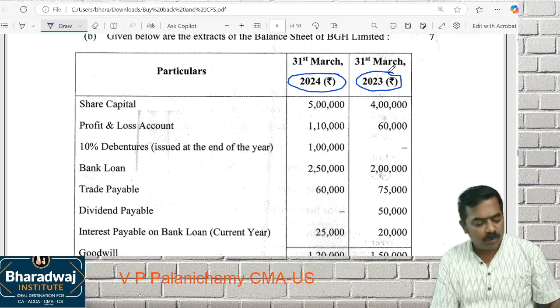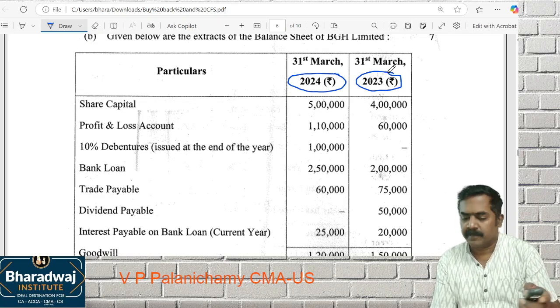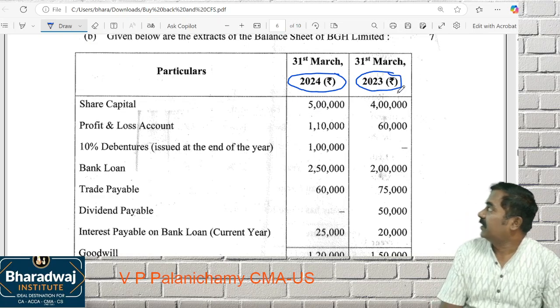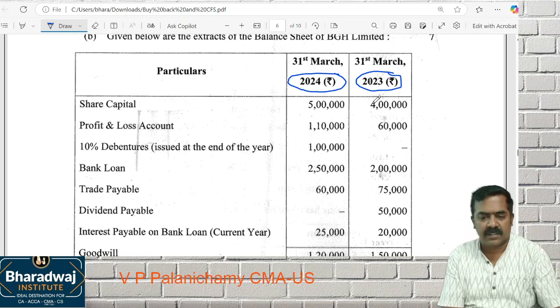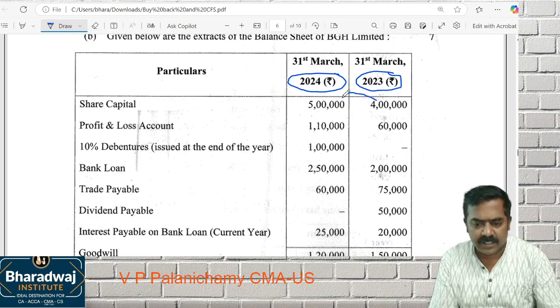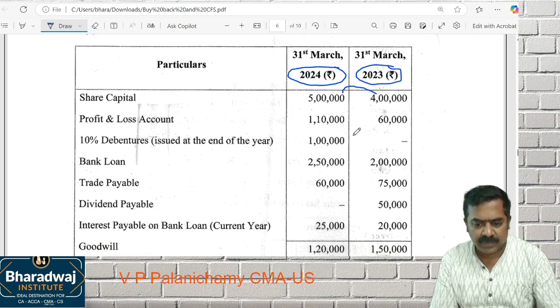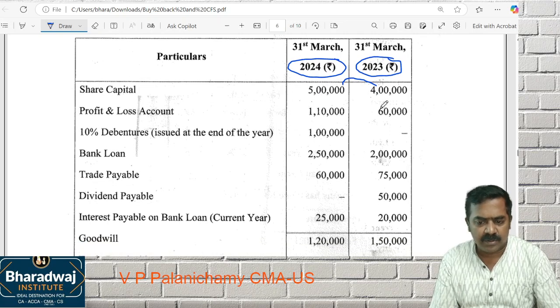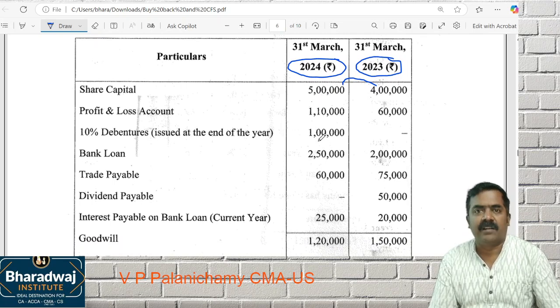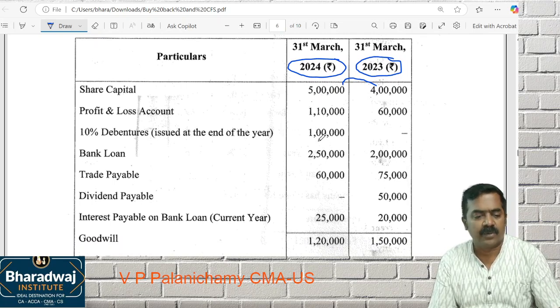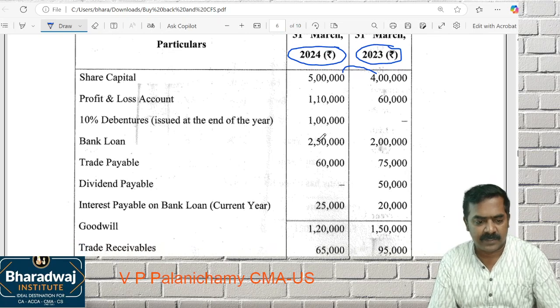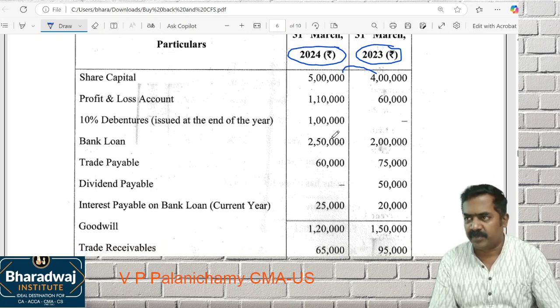Otherwise, opening balances are given first and closing balances next. Here, the closing balance is given first. Share capital has increased from 4 lakh to 5 lakh. P&L account 60,000 to 1 lakh 10,000. Debentures are issued at the end of the year, which means no interest is payable for the debentures. Bank loan, opening balance 2 lakhs, closing balance 2 lakh 50,000. We have taken a loan of 50,000.